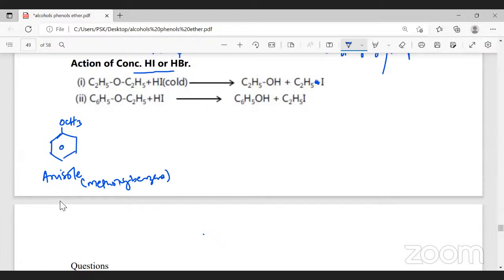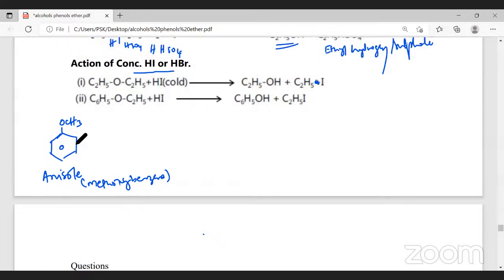This methoxy is an electron donating group. Since it is an electron donating group, it will direct the reaction to take place at ortho position and para position. So anisole, when we brominate, so I'll show the ortho position here, brominate in the presence of heat and acetic acid medium.